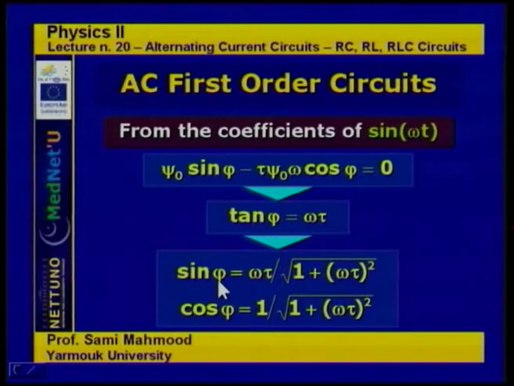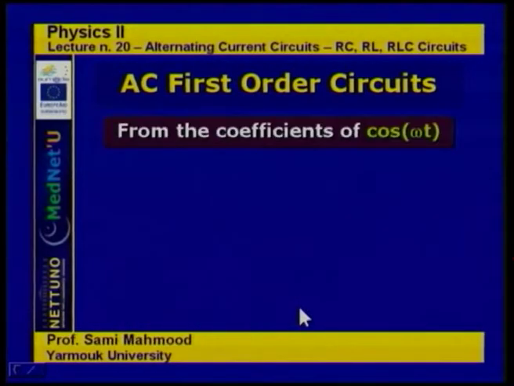And from the relations, sine phi is equal to tangent phi over the square root of 1 plus tangent squared phi. We can determine sine phi is equal to omega tau divided by the square root of 1 plus omega tau squared. And cosine phi is equal to 1 over the square root of 1 plus tangent squared phi. And this gives cosine phi is equal to 1 over the square root of 1 plus omega tau squared. So with these in mind, these are required in order to solve for psi naught.